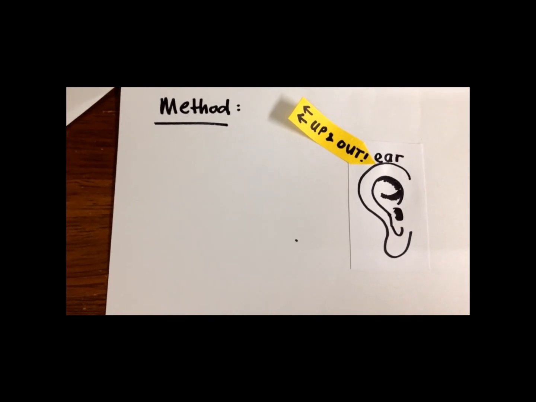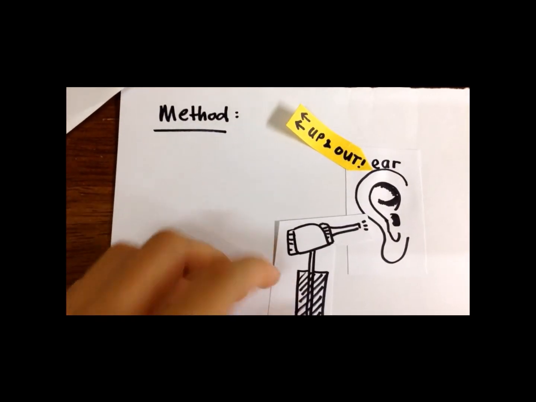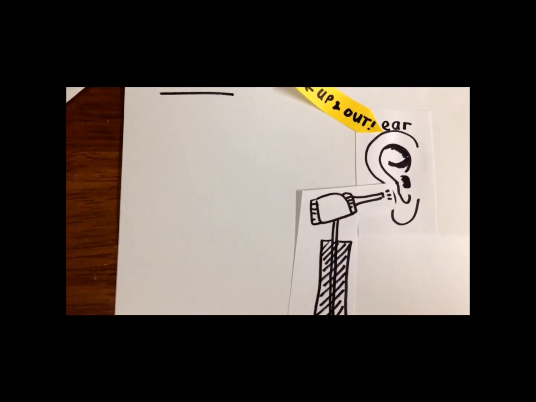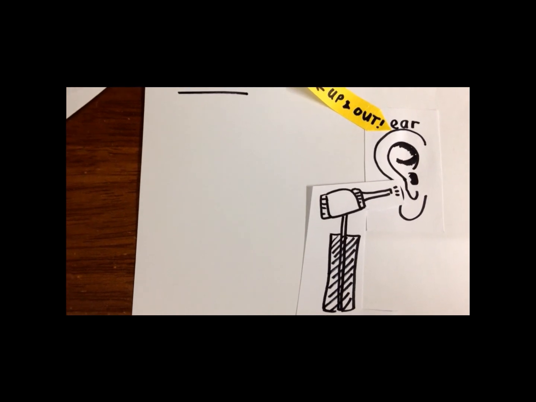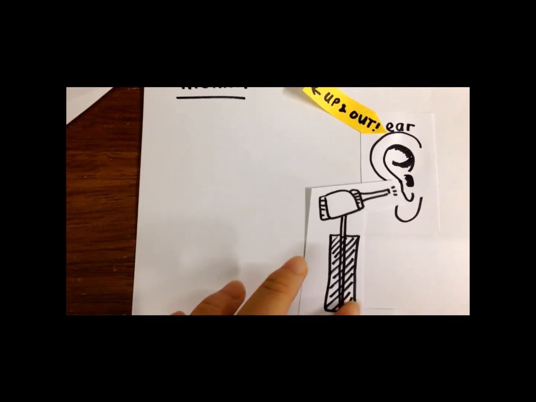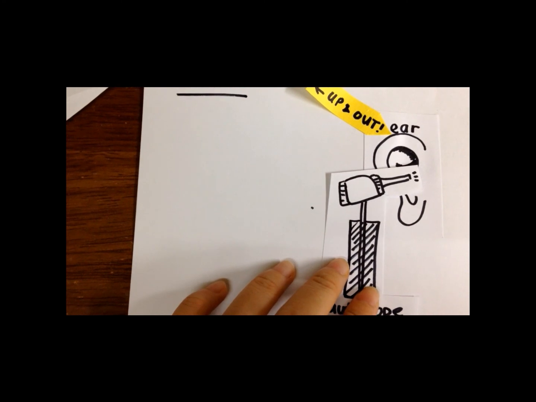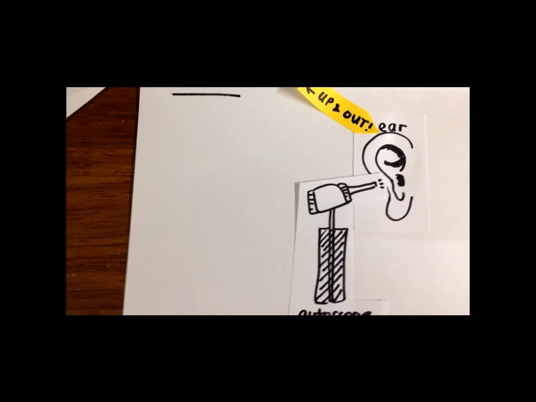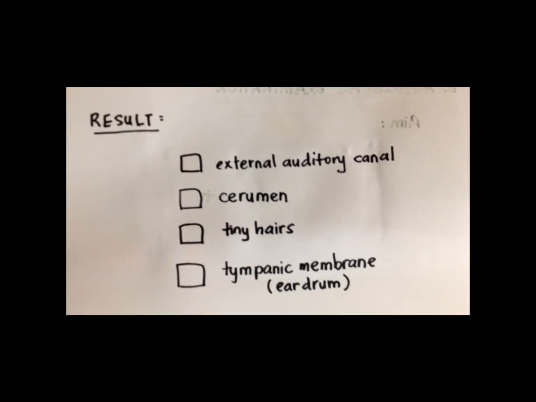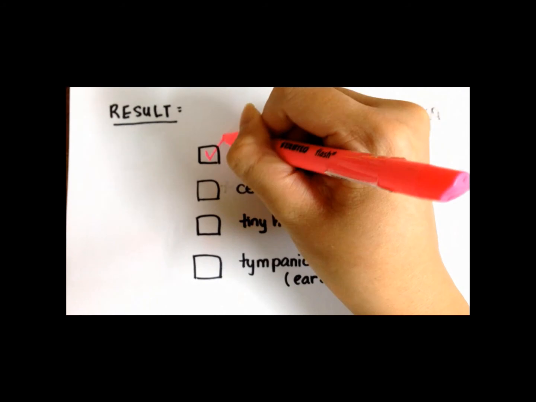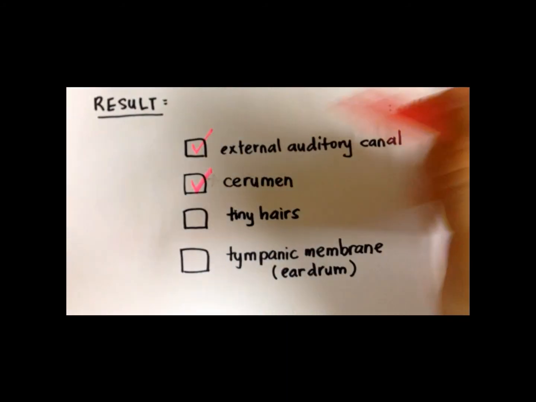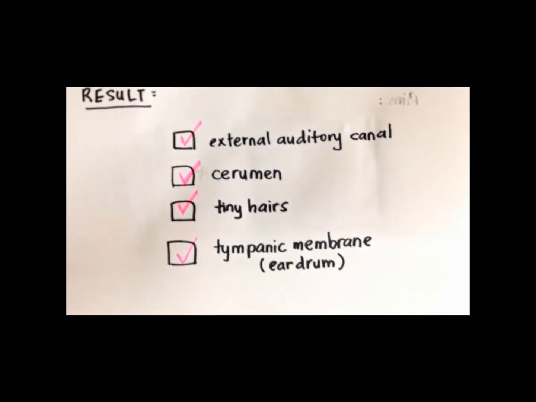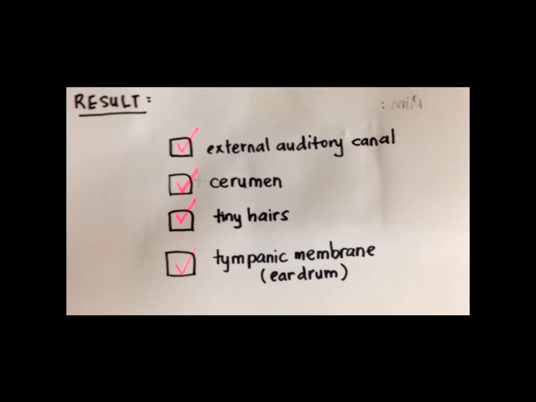The biggest otoscope speculum that can fit into the external ear canal was chosen. Otoscopic examination proceeded once the speculum had been inserted properly into the ear, as this process requires full concentration from the examiner. In the experiment, we were able to observe the external auditory canal, cerumen, tiny hairs, and also the tympanic membrane or eardrum, which appears as a grayish shiny screen.